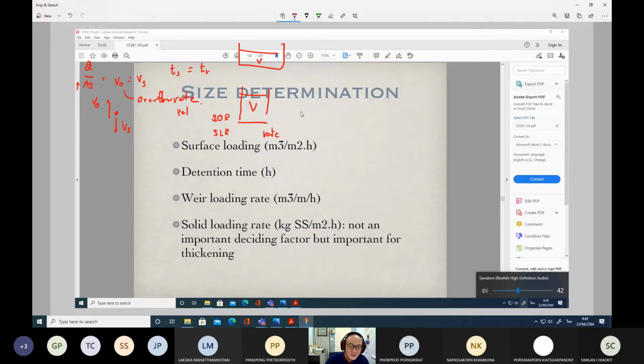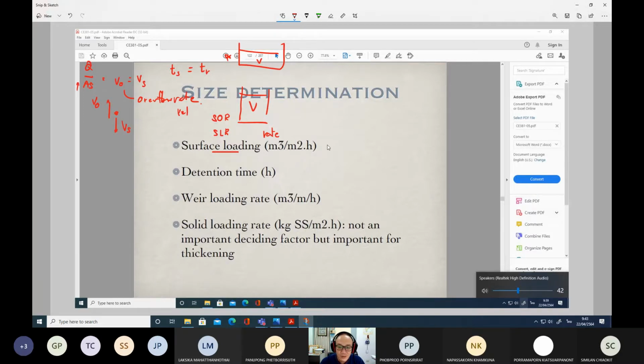Which one would yield the better settling efficiency? Of course, the one with the larger surface area will produce a good settling efficiency. So the first parameter we use to determine the size is the surface loading rate. So these are the criteria: the detention time, the surface loading rate, and the last one is the solid loading rate.